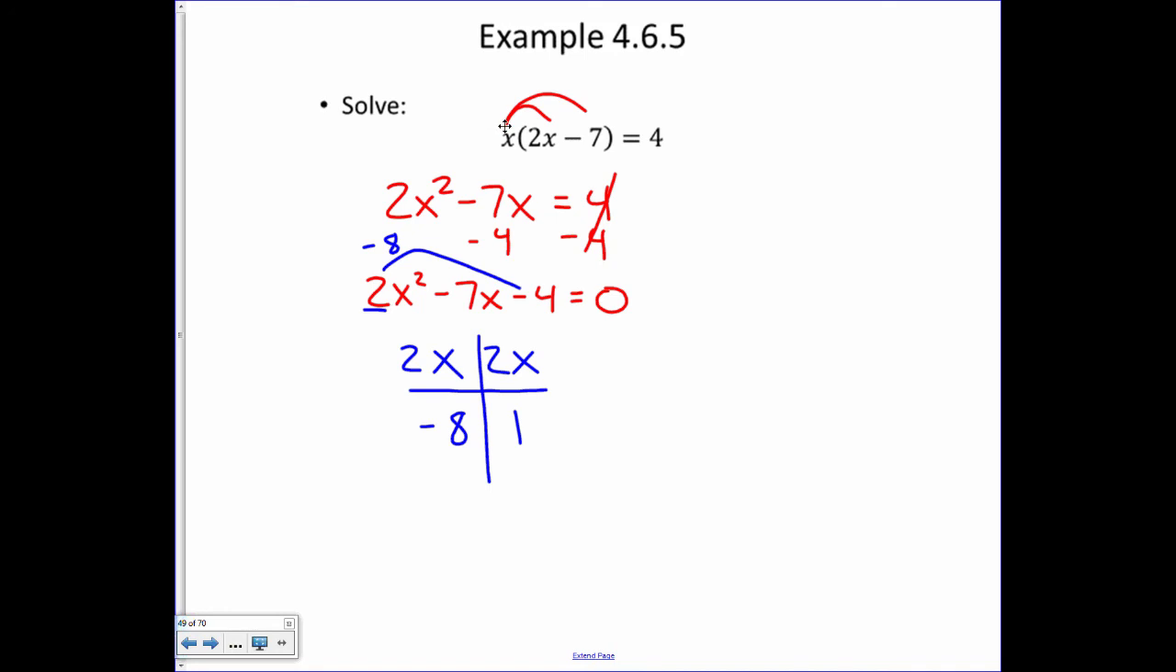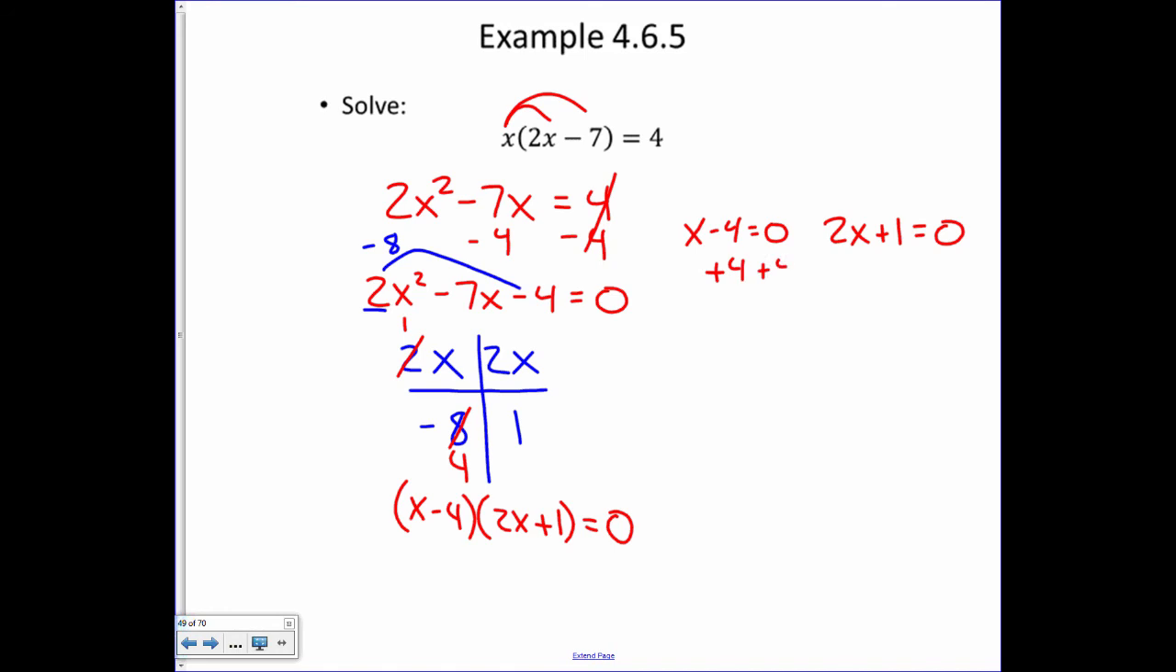So again, we can reduce these like fractions. 2 will go into 2 one time. It'll go into 8 4 times. And you're left with x minus 4 times 2x plus 1 equals 0. And so now we'll take each piece and set them equal to 0. And so add 4 to both sides, and you get x equals 4. Subtract 1, divide by 2, and you get x equals negative 1/2.